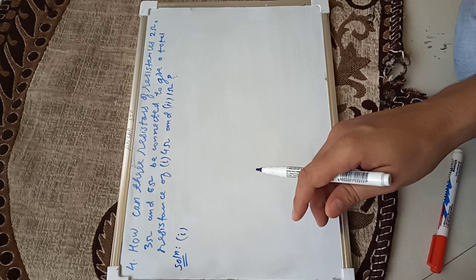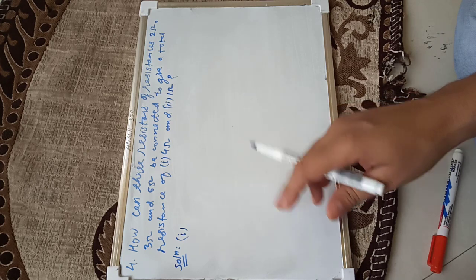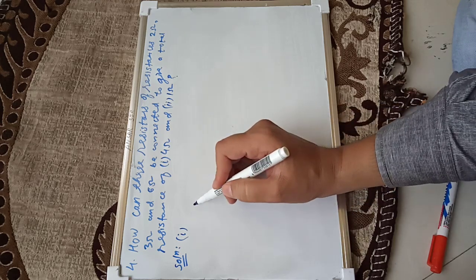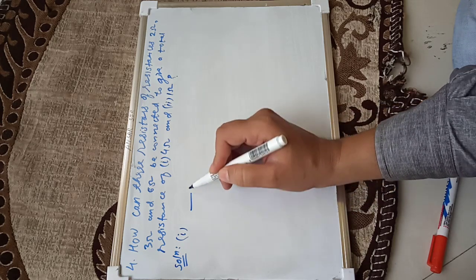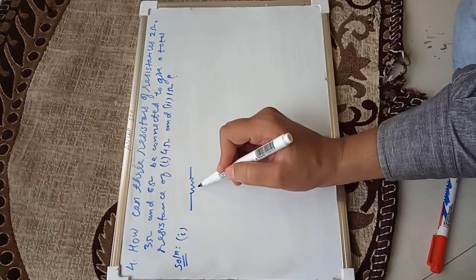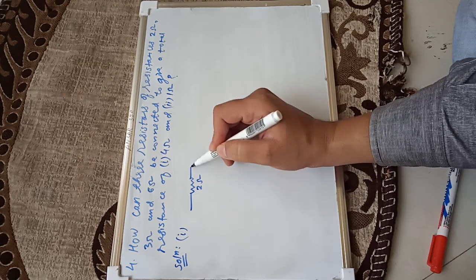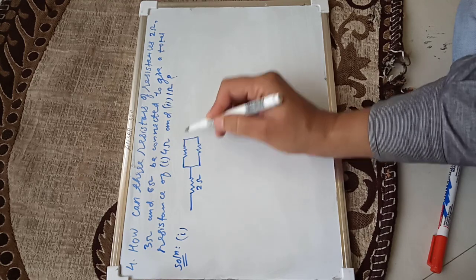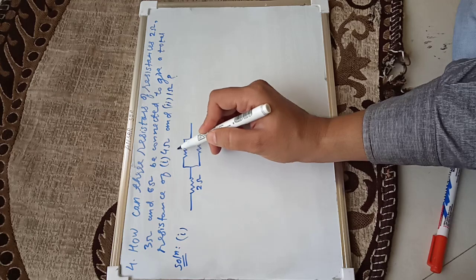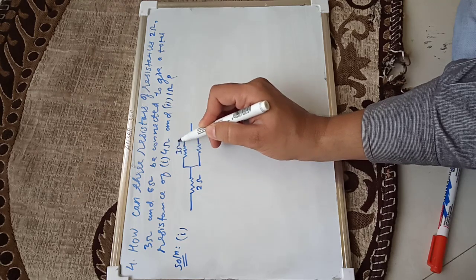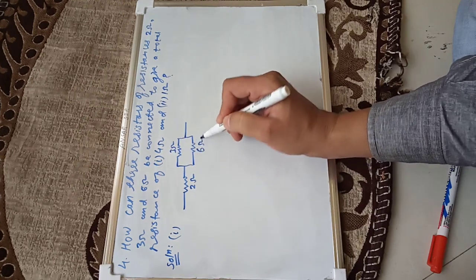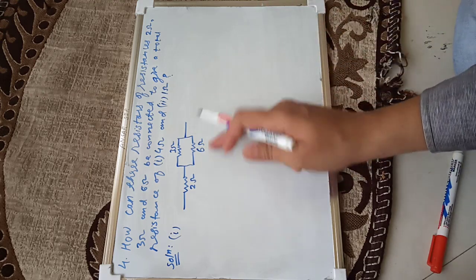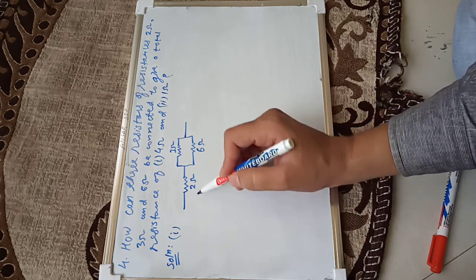So if we connect 3 ohm and 6 ohm in parallel, we will get the parallel combination. If we connect like this, let us say this is 2 ohm and these two are in parallel. This is let us say 3 ohm and this one is 6 ohm. I know 3 and 6 will give us 2 ohm resistance and 2 plus 2 will become 4. That's why I am connecting them like this.